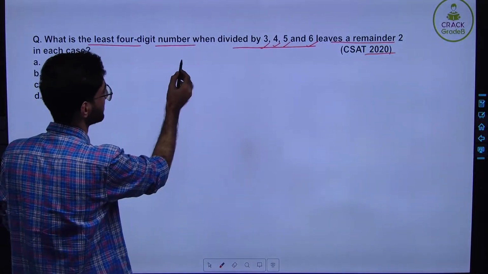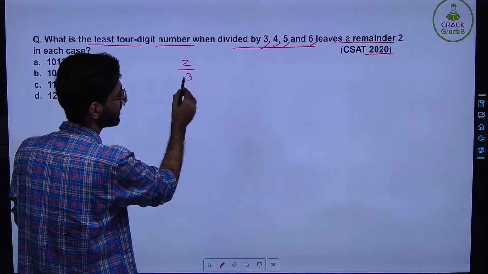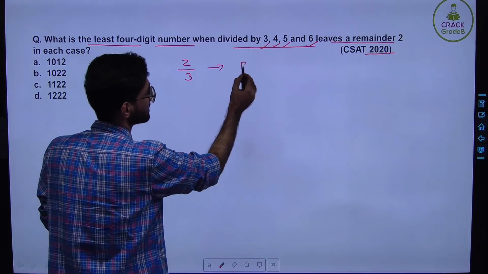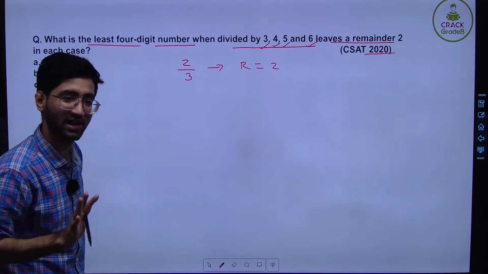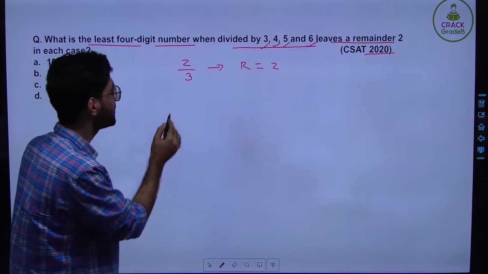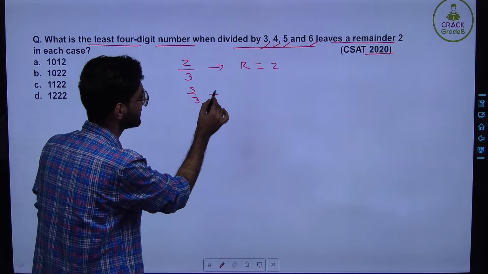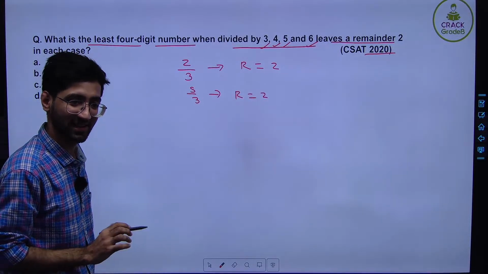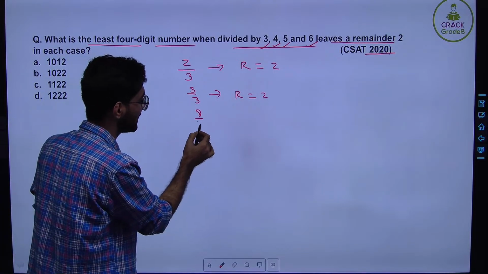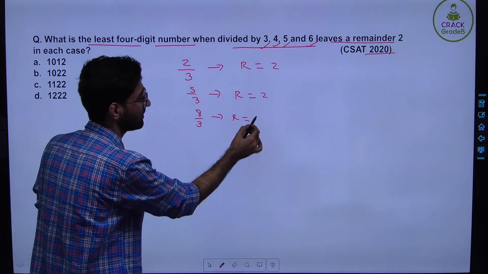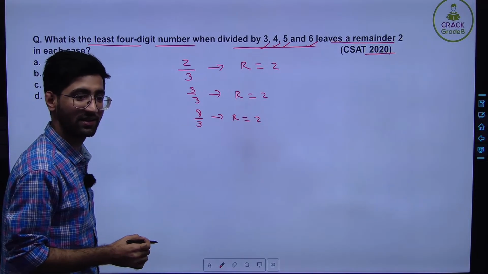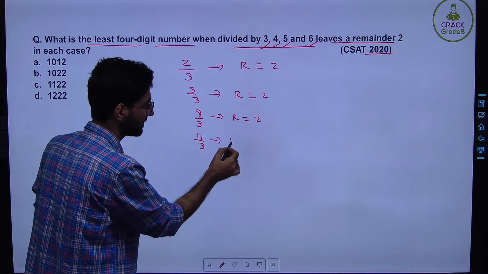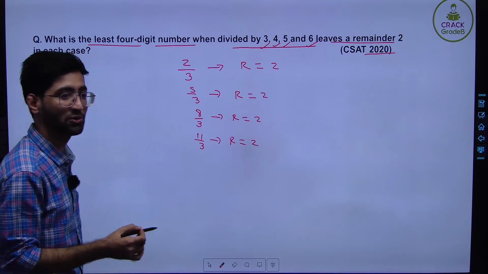Try to look at the board. If you divide 2 by 3, the remainder will be equal to 2. Are you able to get this thing? If you divide 5 by 3, the remainder will be equal to 2, right? If you divide 8 by 3, remainder will be equal to 2, right? If you divide 11 by 3, again remainder will be equal to 2.